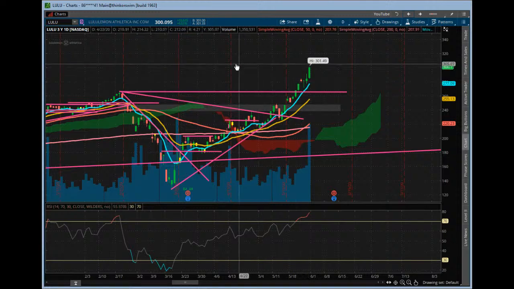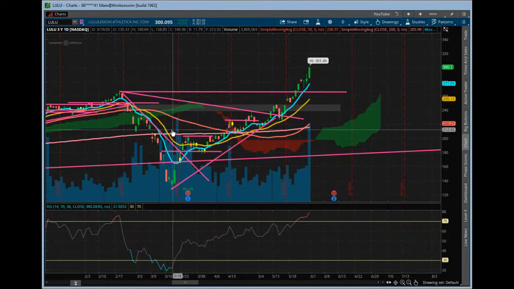Okay, it might consolidate a little bit for a couple days, and Lulu tends to do that. But sometimes when it's ready to go, it's ready to go.